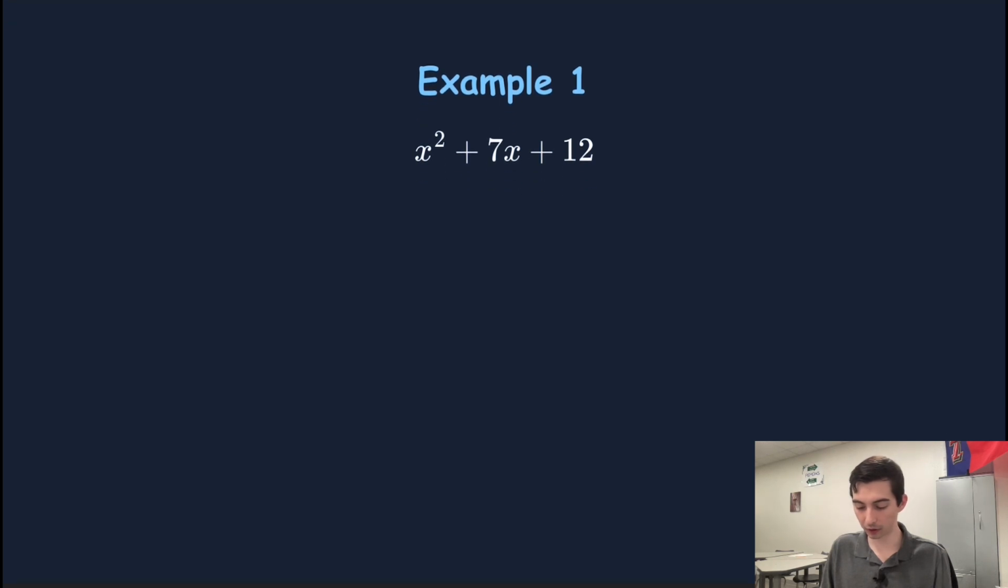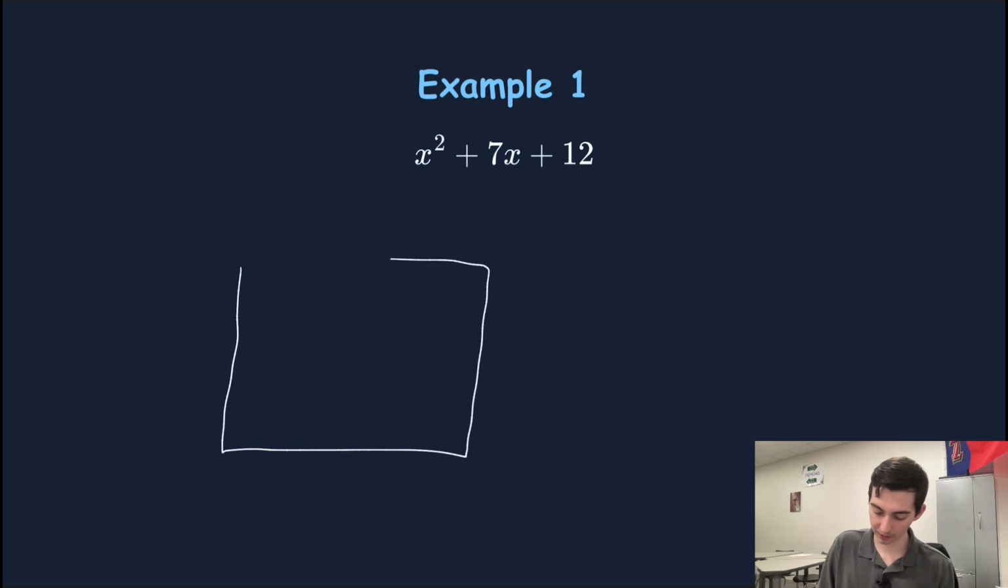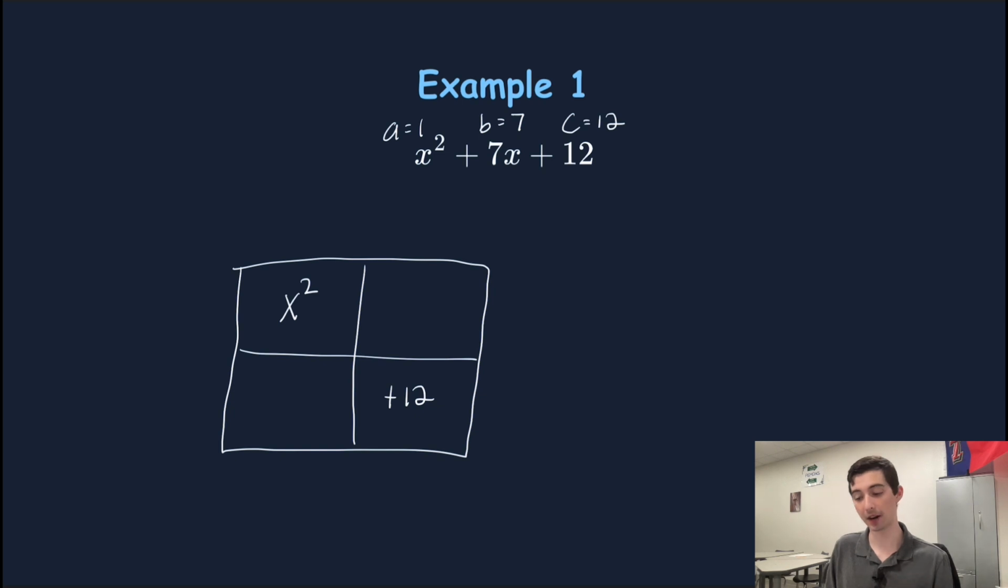So for our review, we multiplied x plus 4 times x plus 3 to get this. So now let's try and use the box method to go in reverse now. So I'm going to set up my box. And so my a, in this case, my a is always the number attached to the x squared. But since I don't have a number listed here, I'm just going to call a 1. My b is attached to my x, which in this case is 7. And my c is the number that's left, which is 12. So I'm going to write x squared in this first box. And then c, which is 12, is going to go in this last box.